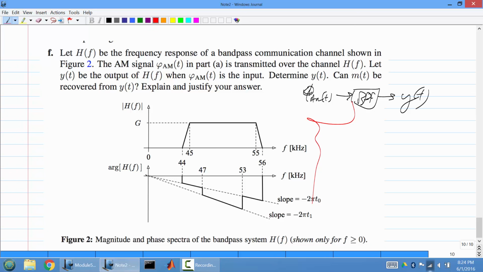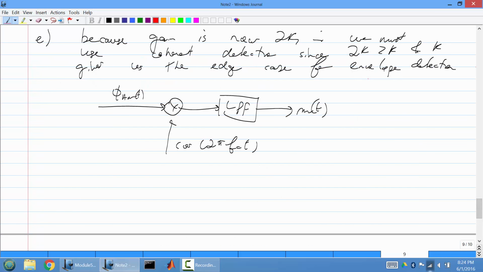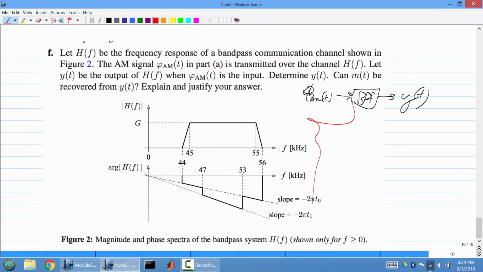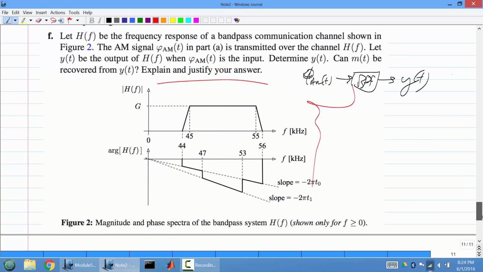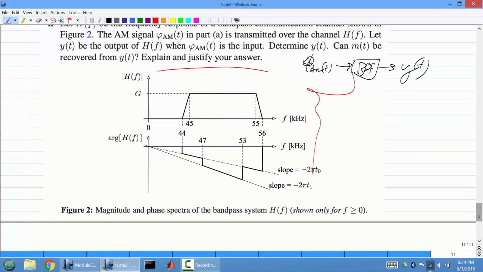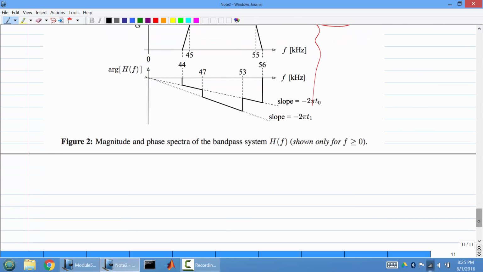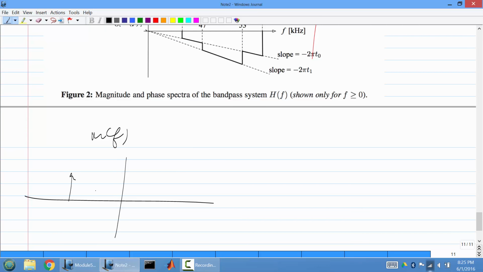Okay? So what we have to do now is figure out what y of t is, and then figure out whether or not we can recover the original message from the output of the bandpass filter, and explain and justify your answer. Okay, that's totally fine. If you remember, the original message signal looks something like this, right? So m of f looked like this. So 1, 2, 1, 2. So this was 1.5.